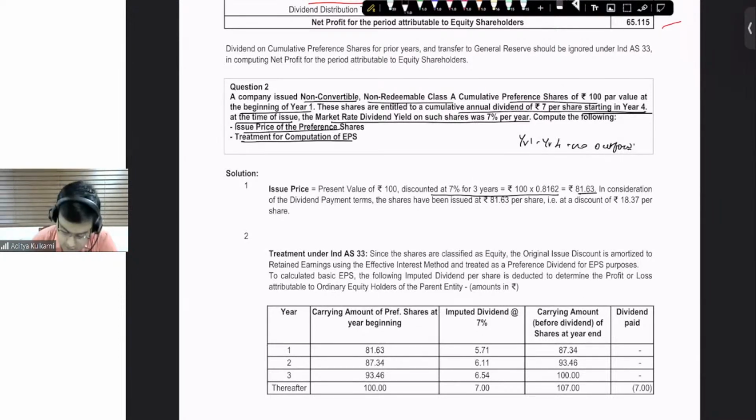In our question, this discount of 18.37, this is nothing but the 18,000 rupees which you see. This is nothing but the 18,000 rupees which you see.